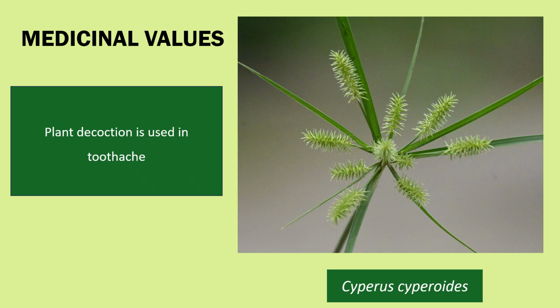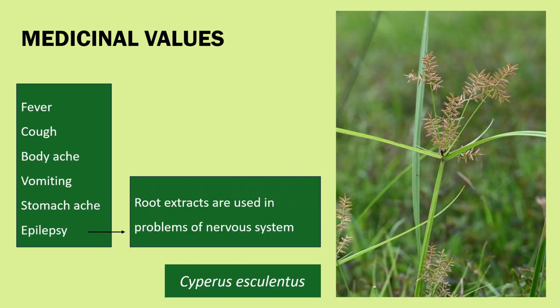This is very commonly found in roadsides and even wetlands, and even in disturbed areas. So the plant decoction is used for the treatment of toothache. The next plant is Cyperus esculentus. This is a very important plant not only in India but in other parts of the world. This is being used for various purposes.